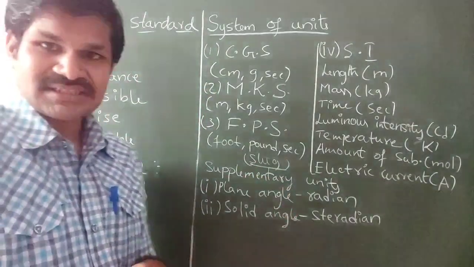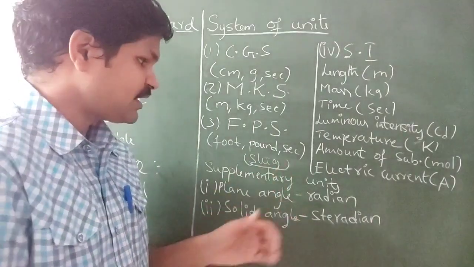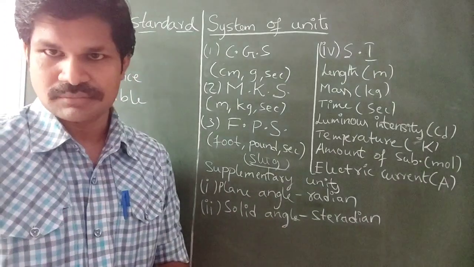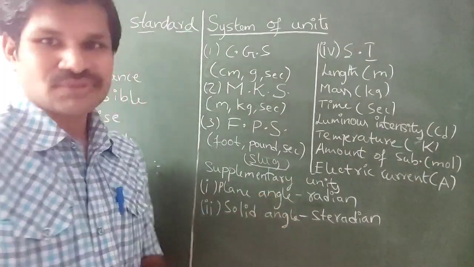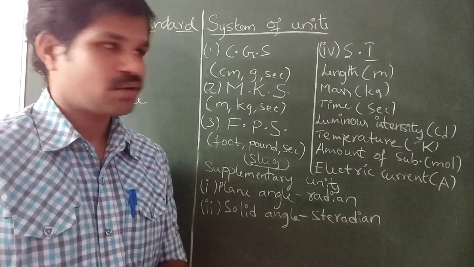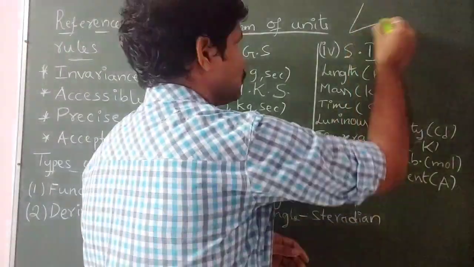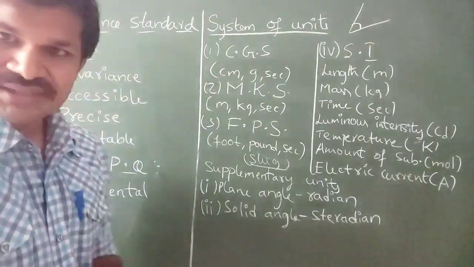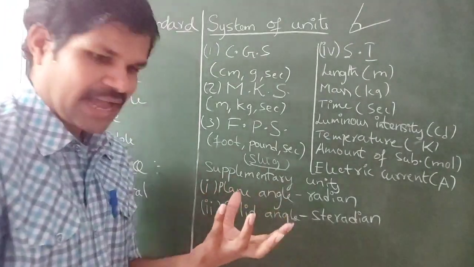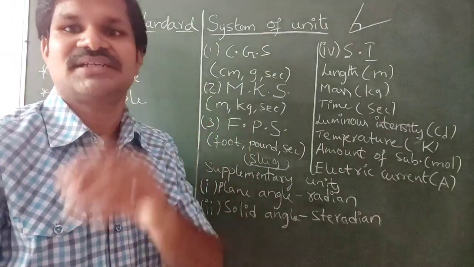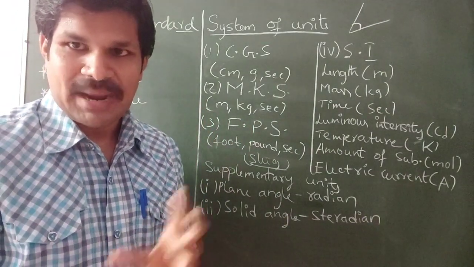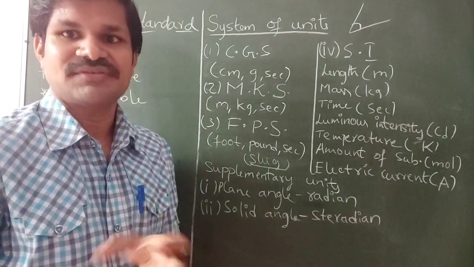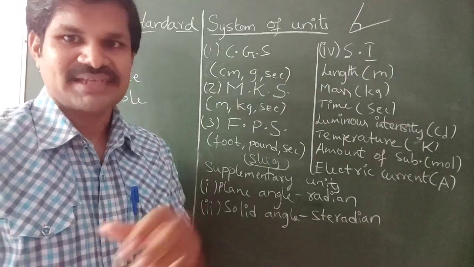In the SI system, there are also some supplementary units, that is plane angle and solid angle. Plane angle, as you already know, is the angle between two lines. Whereas the solid angle is the angle made by a solid surface. We will discuss the concept of solid angle in the next class.